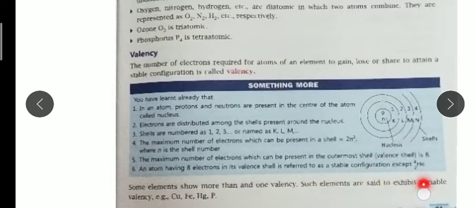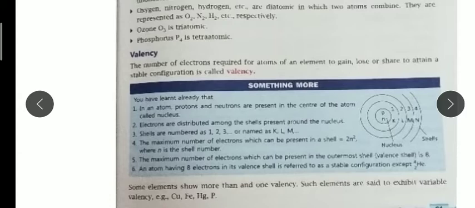Now an atom having 8 electrons in the valence shell is denoted as stable, except helium, because helium's atomic number is 2, meaning it has 2 protons and 2 electrons, so 8 cannot come. So helium follows the duplet noble gas configuration rule, the duplet rule. Other noble gases follow the octet rule.